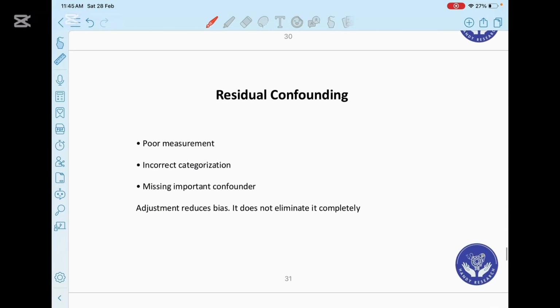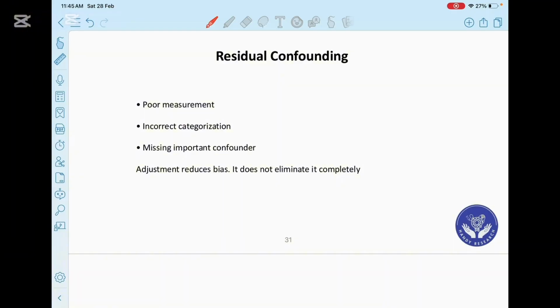Now what is the residual confounding? Even after adjustment, some confounding may remain. That is called the residual confounding. It may occur because the confounder was measured poorly, the confounder was categorized incorrectly, or an important confounder was not measured, so it would be missed. So adjustment reduces bias. It does not guarantee perfect truth.